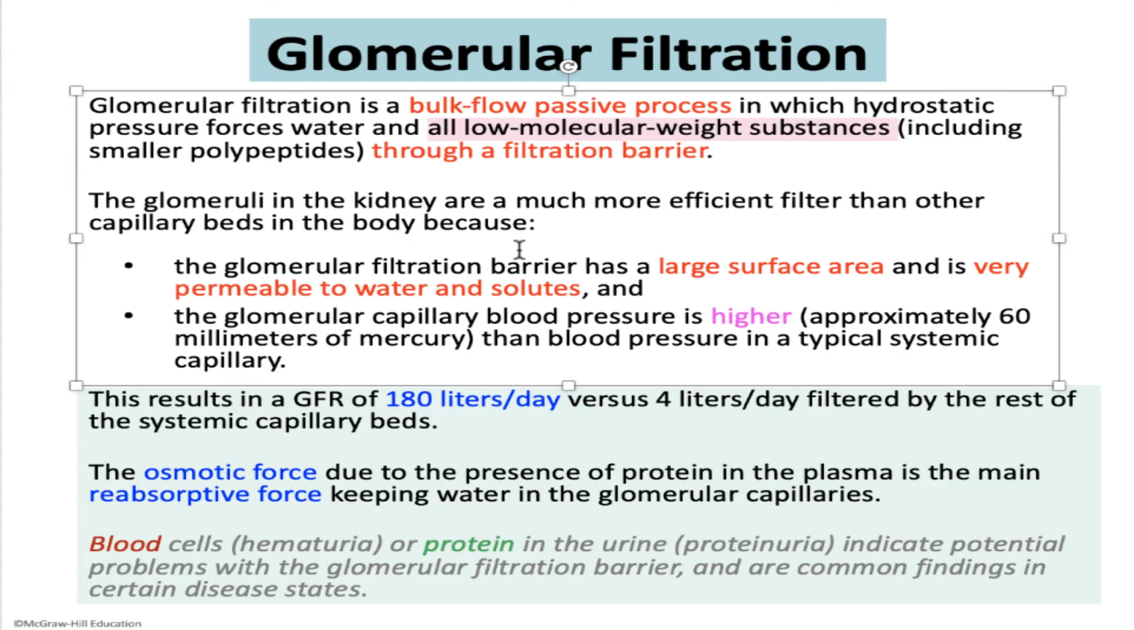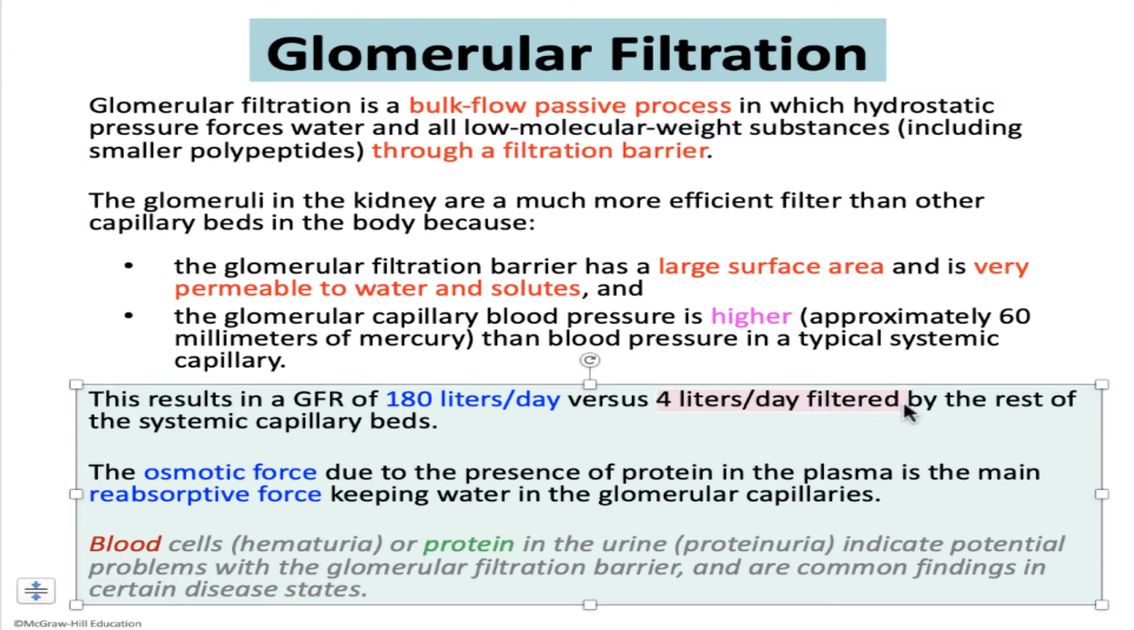Thus, by using bulk flow, because of blood pressure in the afferent arterioles and the glomerular capillaries, plasma is forced across the filtration slits into the Bowman's capsule. And because of the number of nephrons, 2.5 million, the amount of filtrate produced can be enormous. As we alluded to earlier, a typical result for this filtration rate is about 180 liters per day versus the normal capillary beds in tissue, which only filter about 4 liters per day.